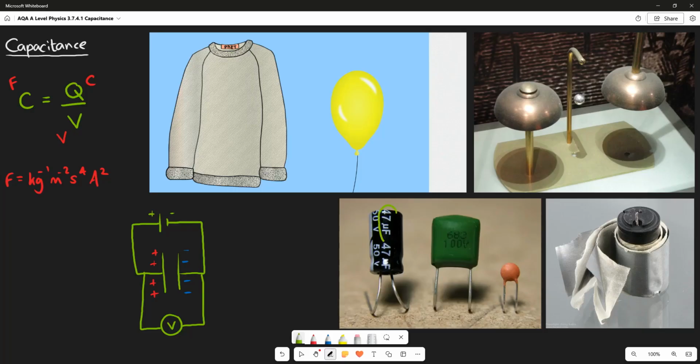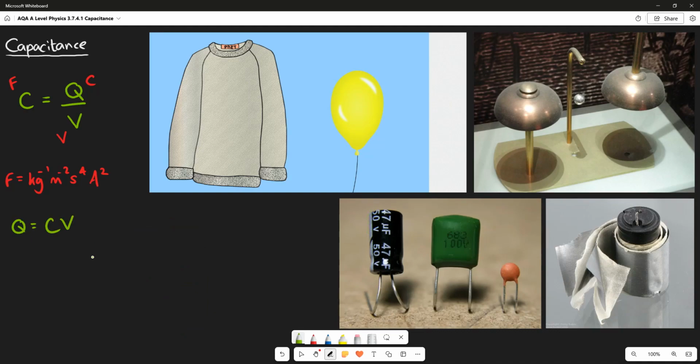Let's do a calculation for this 47 microfarad capacitor rated at 50 volts. The charge that it can store is given by this equation, capacitance multiplied by voltage. The capacitance is 47 microfarads multiplied by 50 volts, which gives us 2.35 millicoulombs.